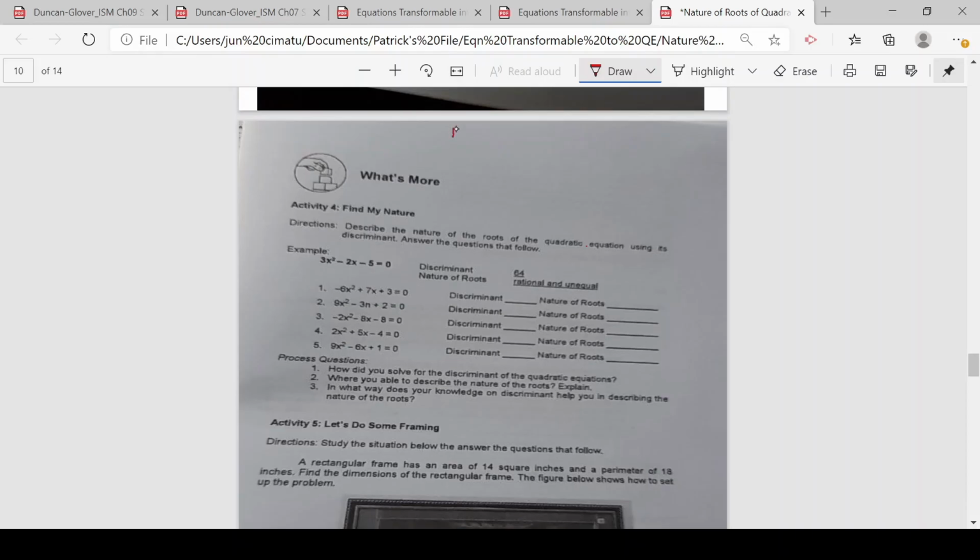Describe the nature of roots of the quadratic equation. Its discriminant. Answer the following. Calculate natin sa number 1. Number 1. Ano ang discriminant?